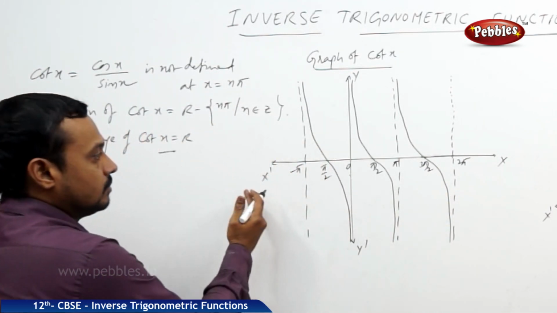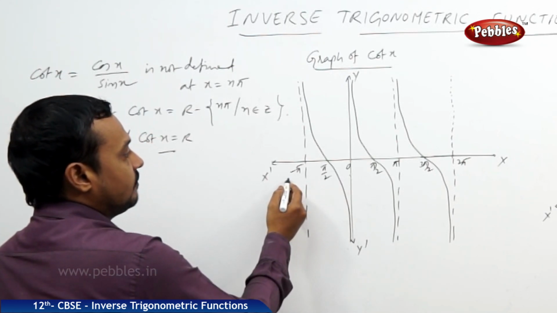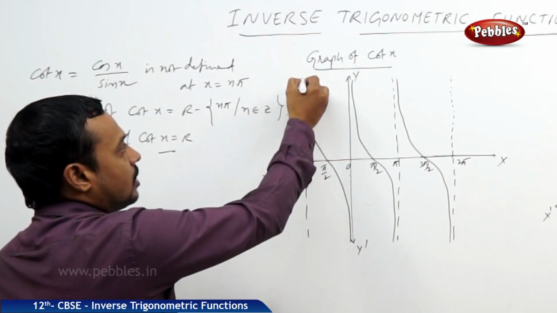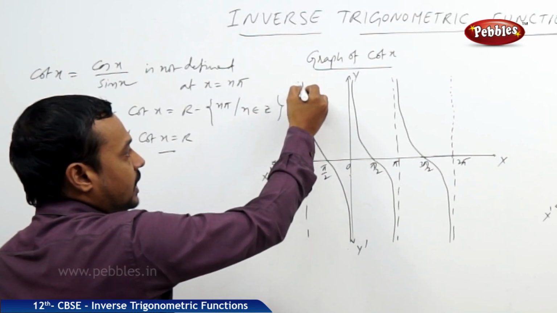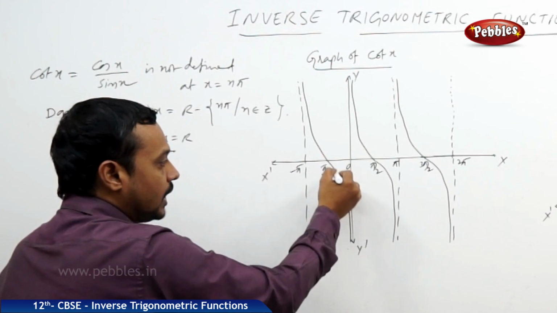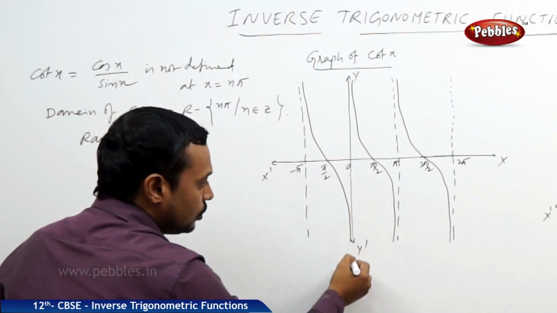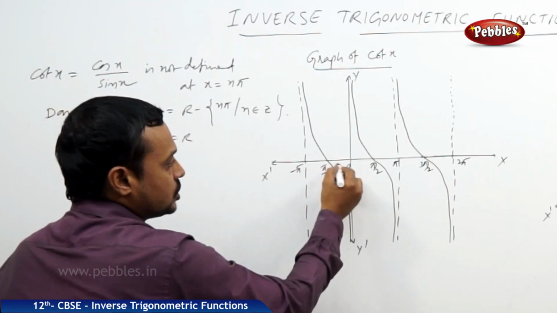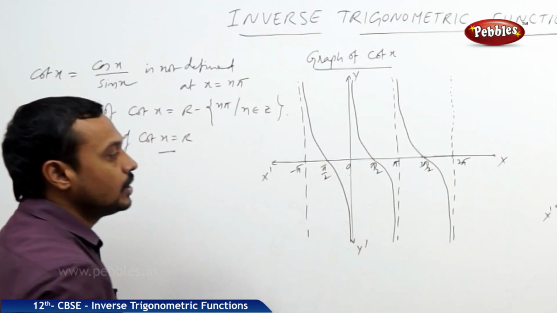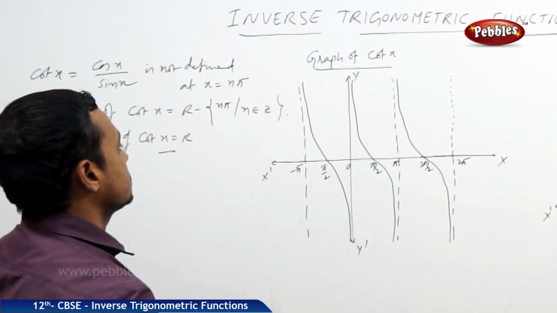Similarly, in the negative interval minus pi to 0, in the same way, at minus pi the cot is at infinity, and at minus pi by 2 it is 0, and after that it goes to minus infinity as x tends to 0. So this is the graph of cot x.